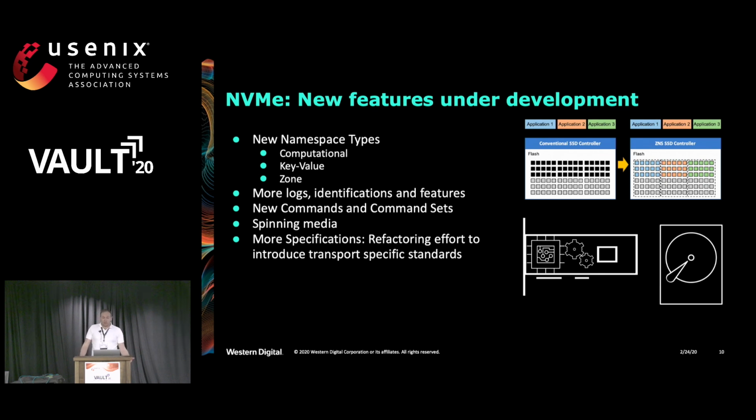Computational namespaces are something people frequently talk about. They're abusing NVMe to do that today, so maybe they'll standardize it in the future. Who knows? Key value storage is always being talked about as well. And all this stuff is going to bring more logs, identifications, more features, and the command sets get bigger. Some people want to put spinning media on there. That's also going to increase some of the stuff that we need to consider in the specifications.